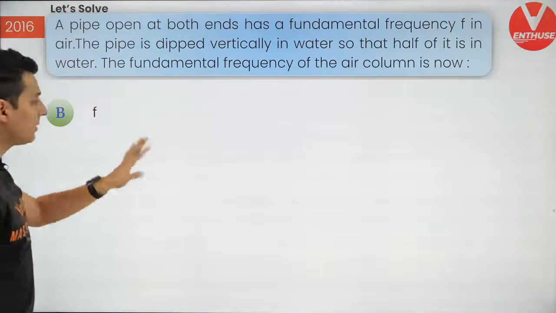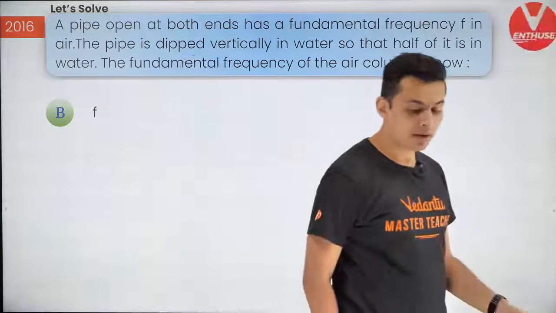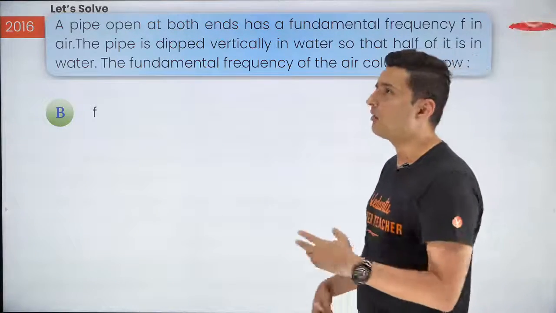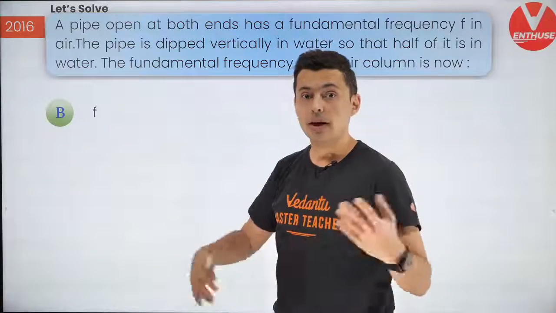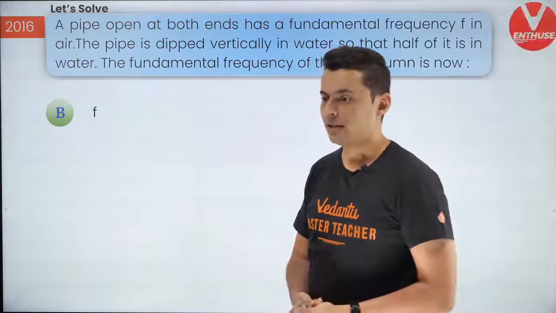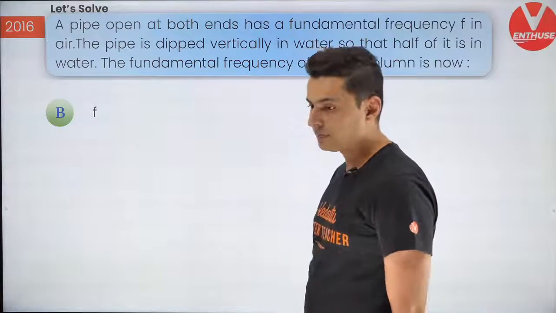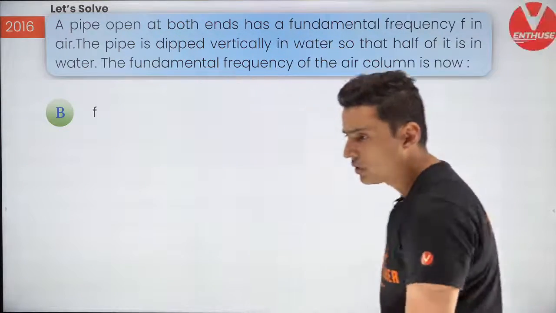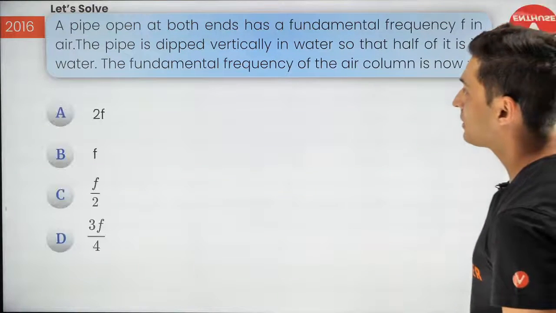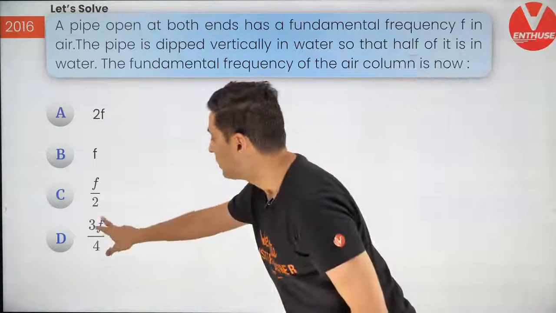This was asked in the 2016 JEE question paper. And a lot of people thought length becomes half or something like that, and they wrote 2F or F by 2 and something like that. So a lot of people get it wrong. Okay, so the answer is B, which is F. So it is B, guys. B was F, D was 3F by 4.